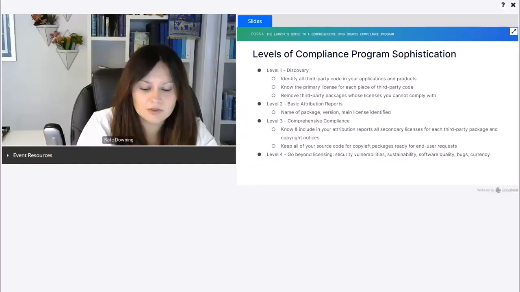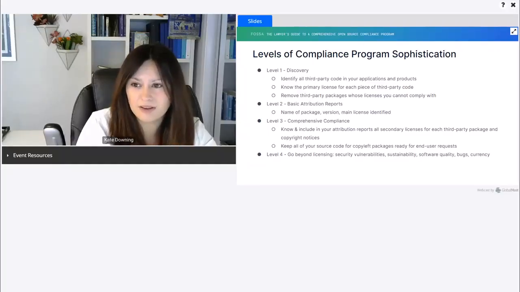I think the other thing is really getting your source code together for copyleft licenses and being able to provide that to people who request it, is also a fairly next level activity. And it's difficult to do in practice. It's not easy because there's no tool that automates finding source code.